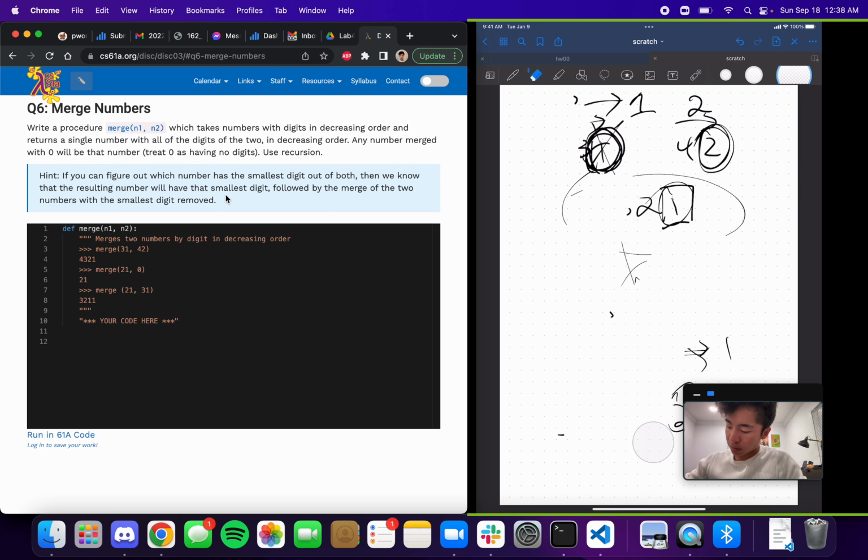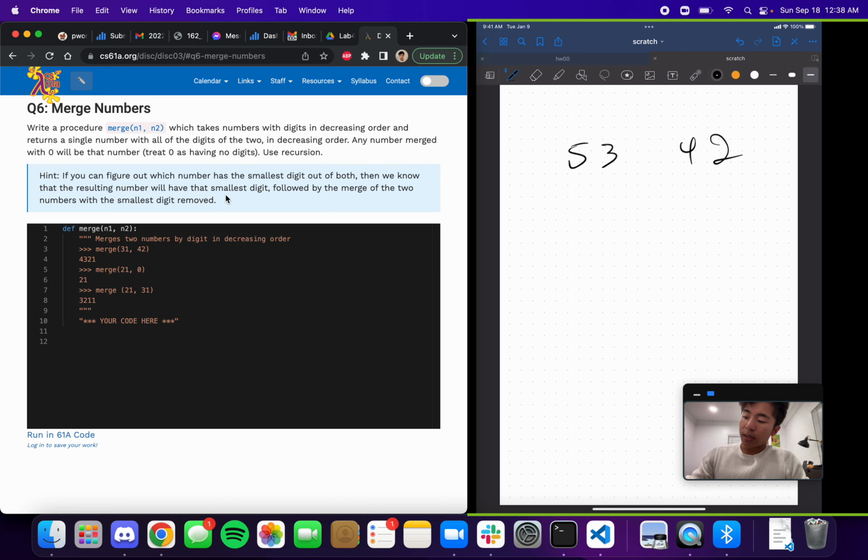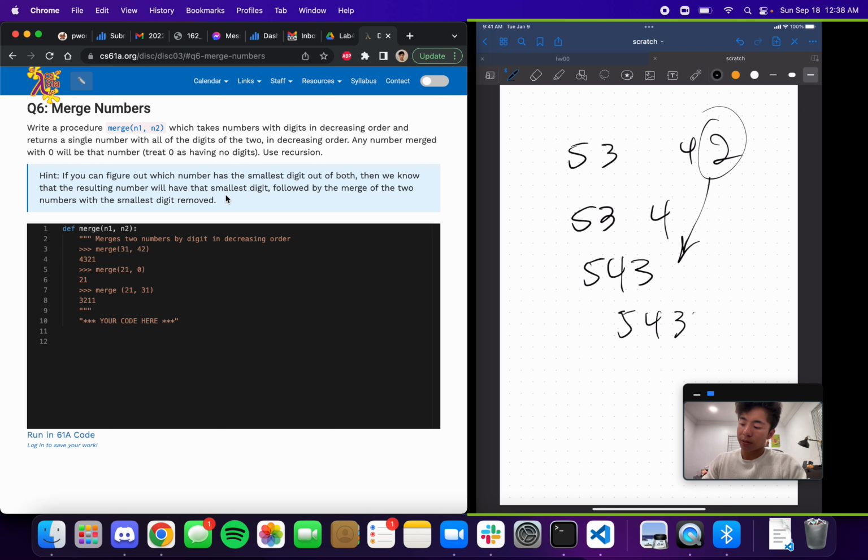I'm just going to reset the board. We have 53 and 42. We see that 2 is the smallest digit. So essentially, we're going to take that out, and we're going to merge 53 and 4 together. You can use the recursive leap of faith and assume that merging 53 and 4 together gets us 5, 4, 3. Then we can take that 2, throw it back in, and we get 5, 4, 3, 2. That's going to be our recursive call.